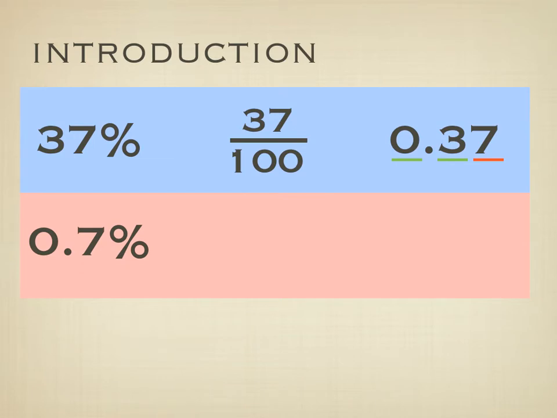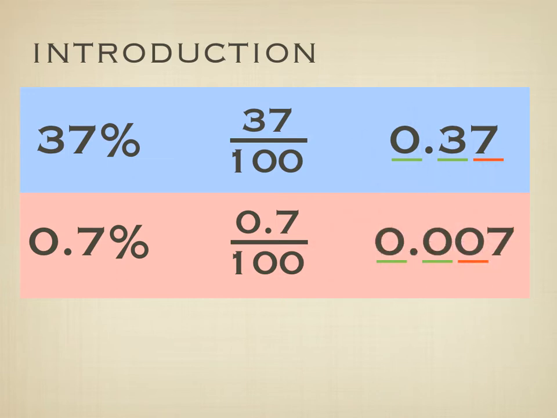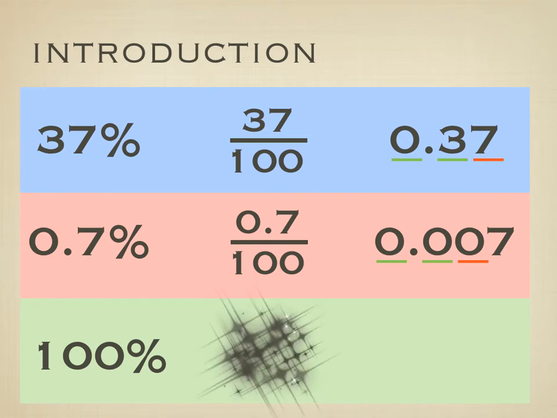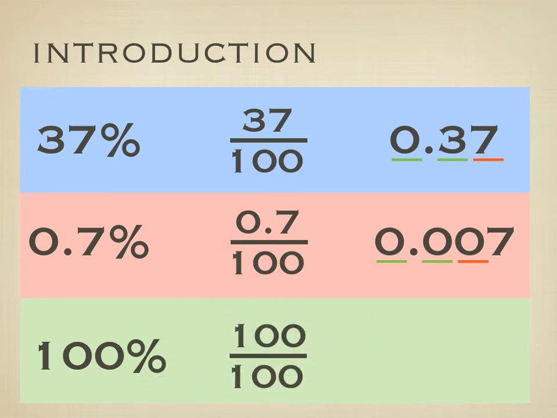0.7% equals the fraction 0.7 hundredths. Here again, for the decimal, the second digit after the comma is the hundredth. Since the value of the second digit is 0, we write 0.007. 100% equals 100 hundredths, or 1.0.